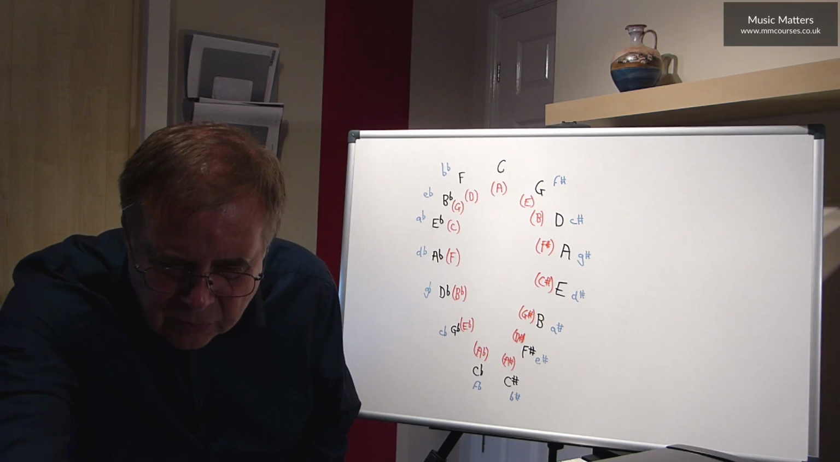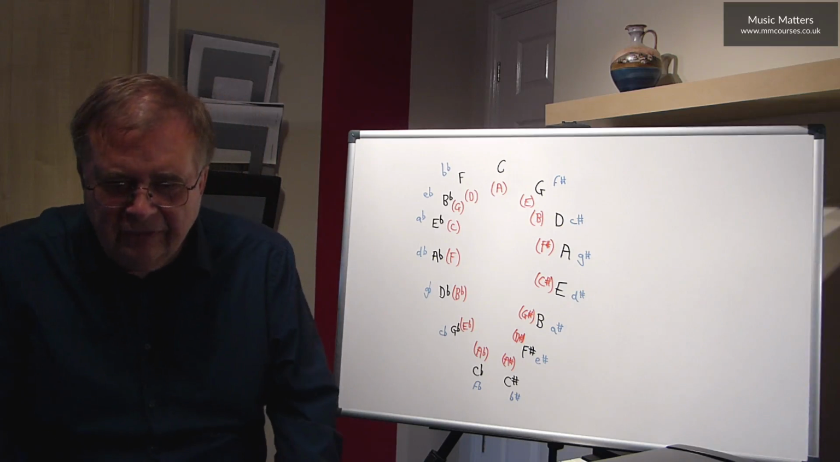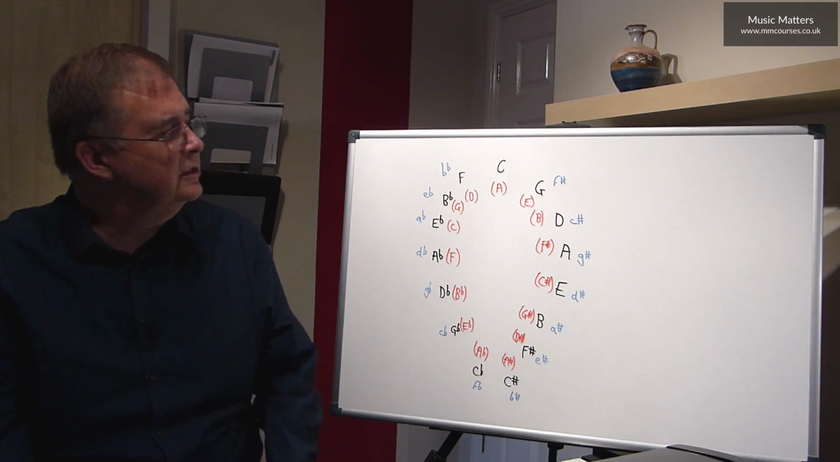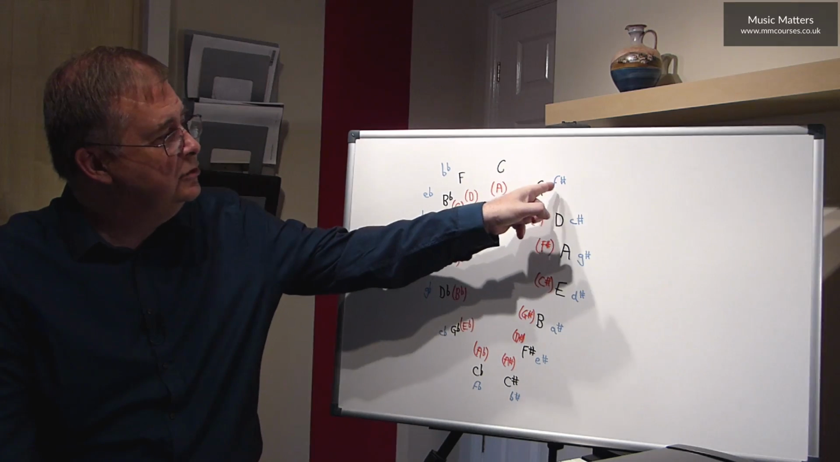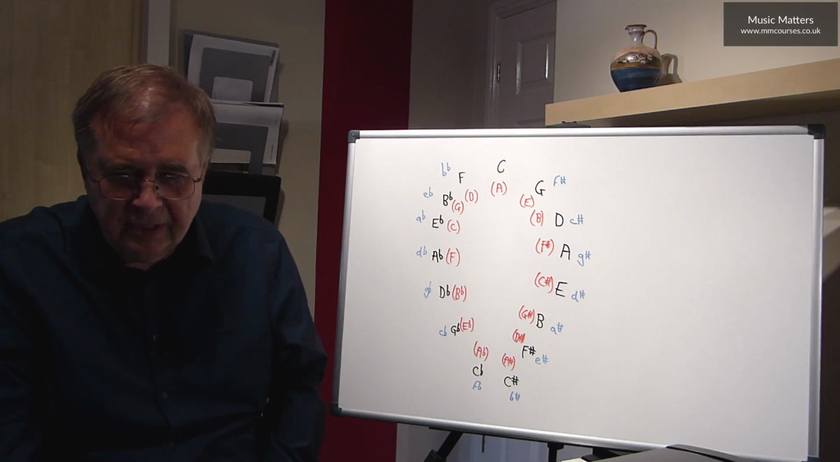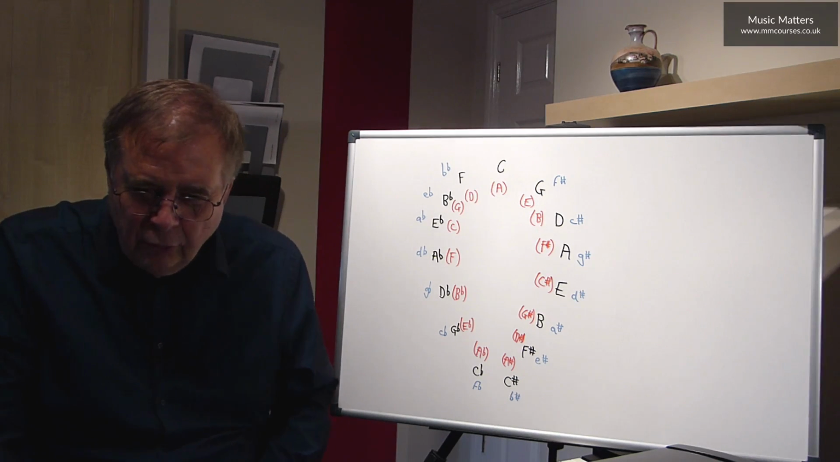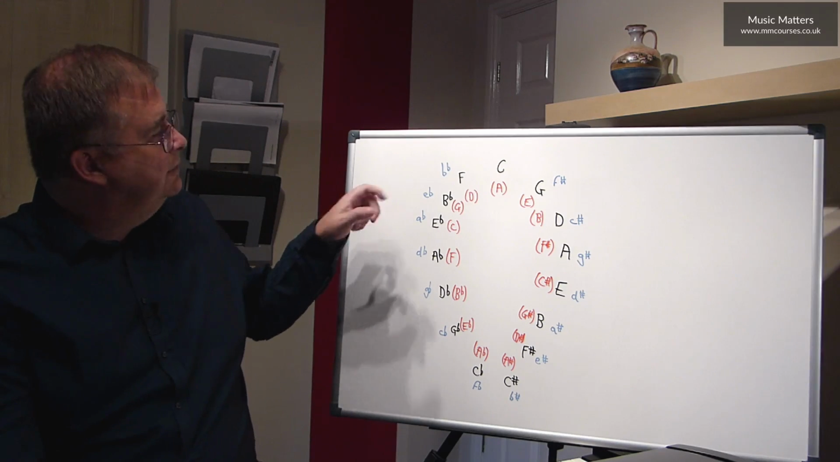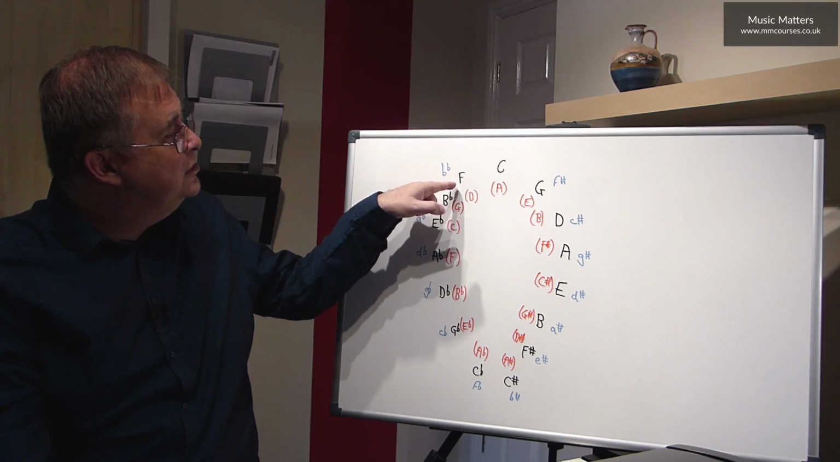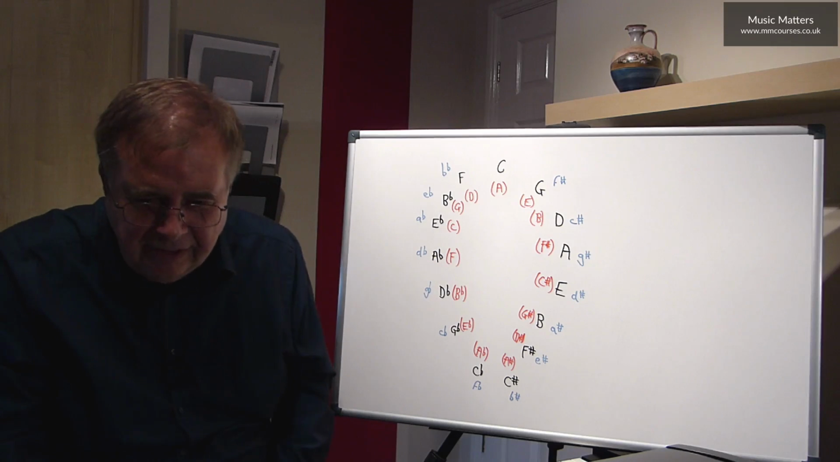Okay, what's the next question? Question 8. The new sharp for any major key is which degree of the scale? It's always the 7th degree of the scale. The 7th degree of G major is F, so it's F sharp. The new flat for any major key is which degree of the scale? The 4th degree of the scale. The 4th degree of F major is B, so it's B flat.